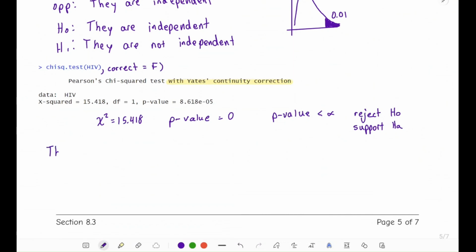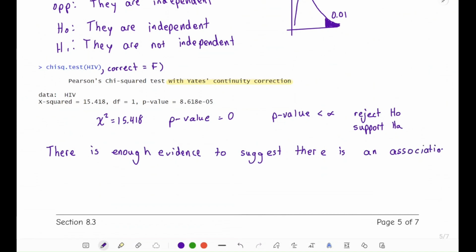So there is enough evidence to suggest there is an association between treatment and outcome.